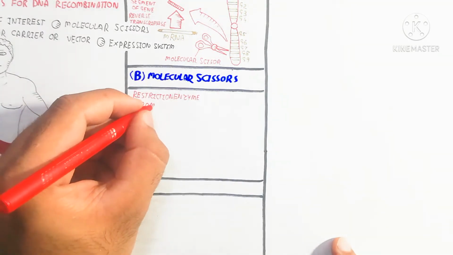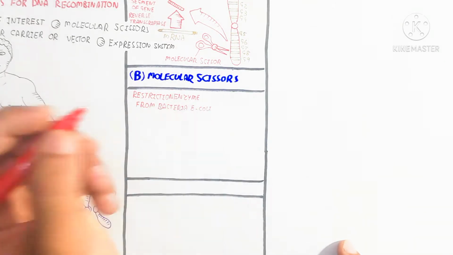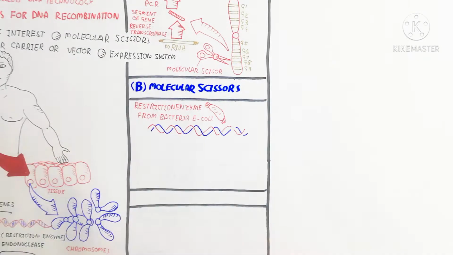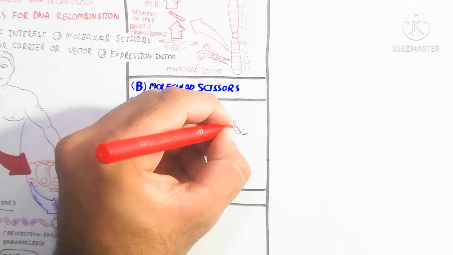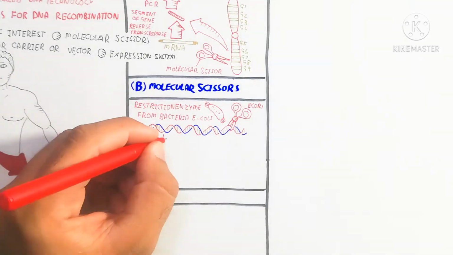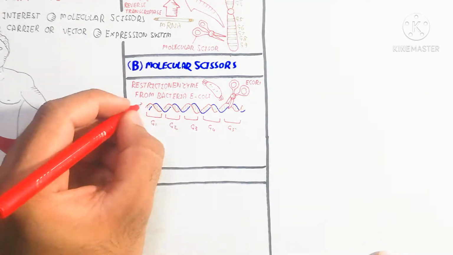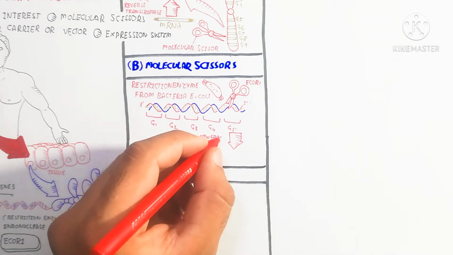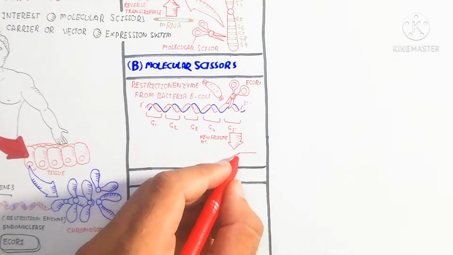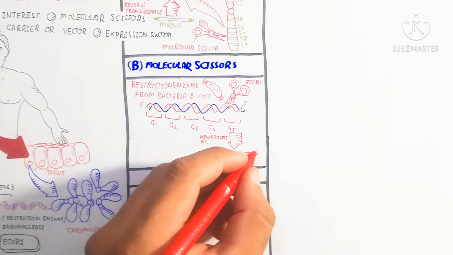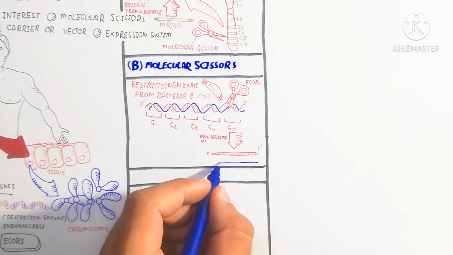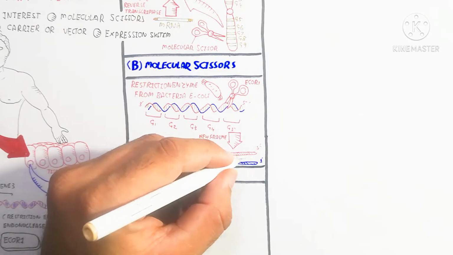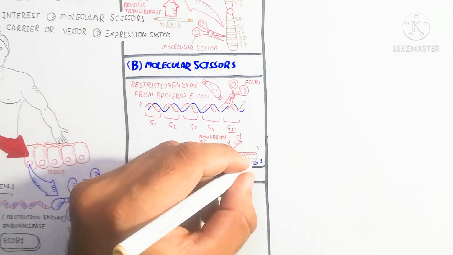The molecular scissor is also used. What is the molecular scissor? The molecular scissor is the restriction enzyme from the bacteria E. coli, which cuts the gene segment to separate it, and that is known as the new fragment. This new fragment will be introduced into the plasmid of the bacteria as a vector, and this is joined by the molecular paste, known as DNA ligase.